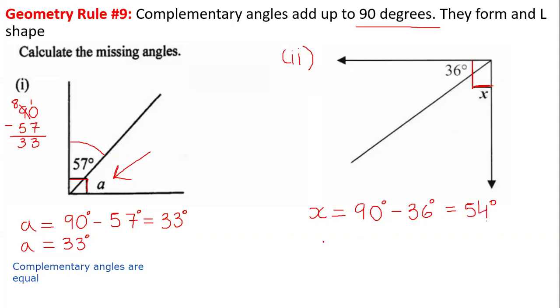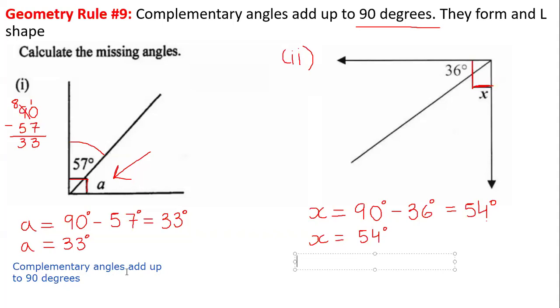And so that means that we have that x is equal to what? 54 degrees. Good. Go ahead. Complementary angles are not equal. Thank you. Complementary angles are not equal. Complementary angles add up to 90 degrees. I wrote the right thing. I was thinking if I wrote something wrong.